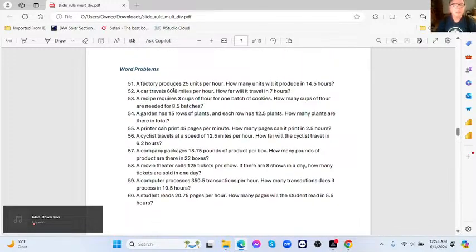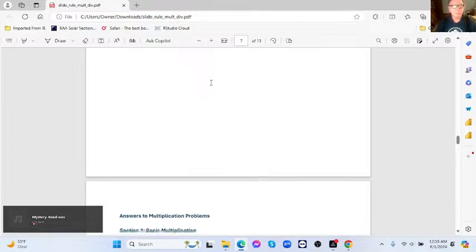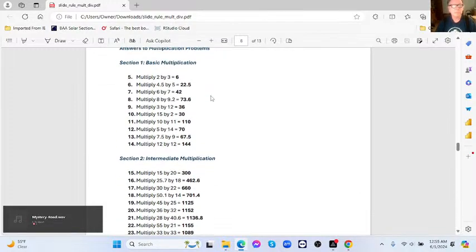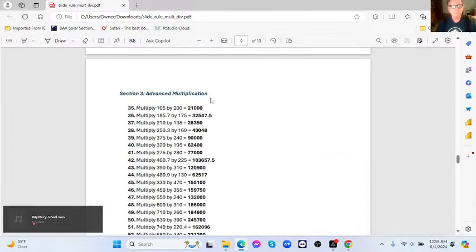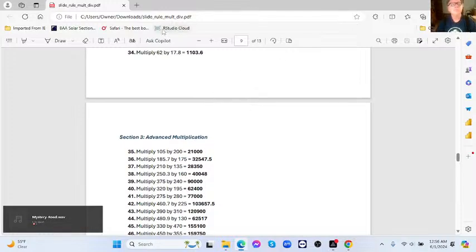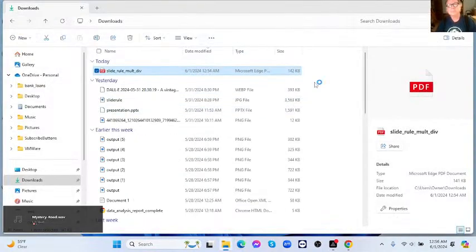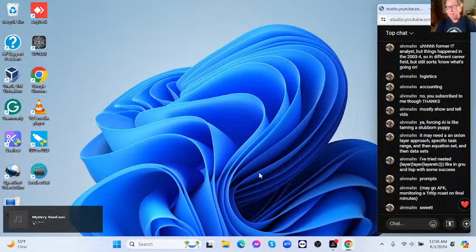So, a factory produces 25 units per hour. How many units will it produce in 14.5 hours? So, that is not a bad start to the problem, okay? But that's going to be it for this evening. Hope you found this somewhat entertaining, and hopefully encouraging you to go out to eBay and pick up a cheap slide rule and maybe do some of these problems, okay?